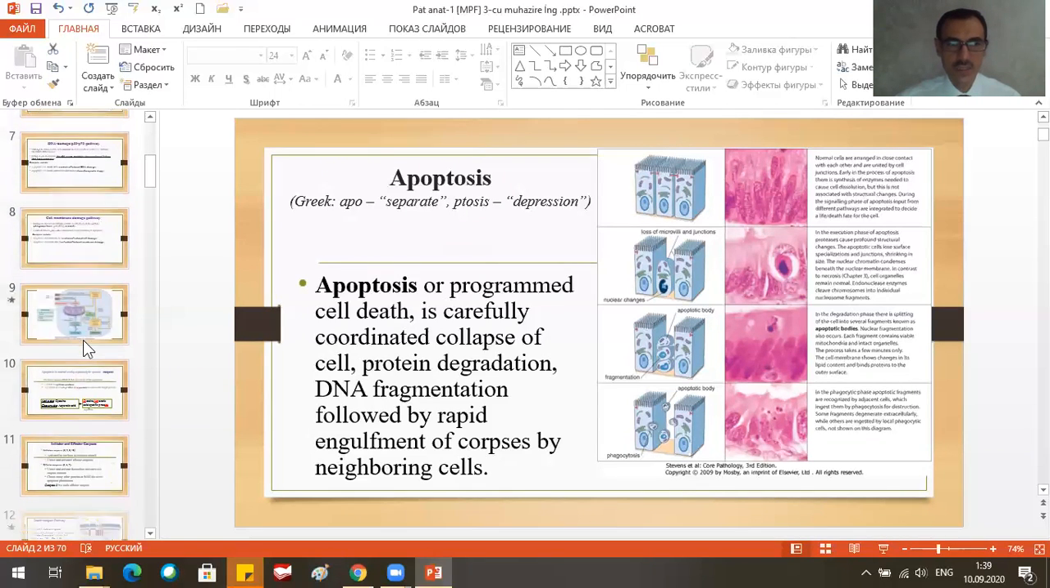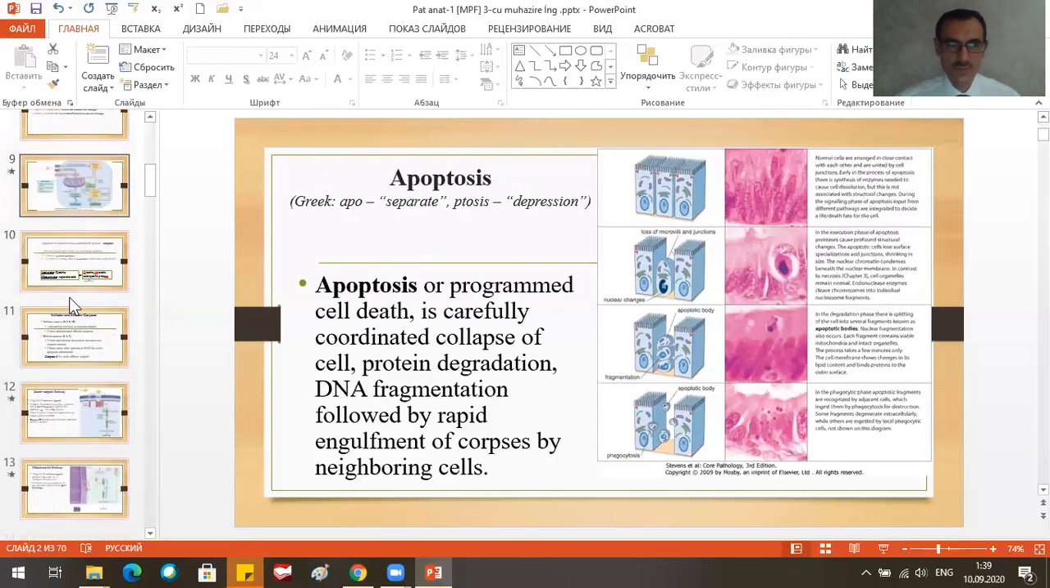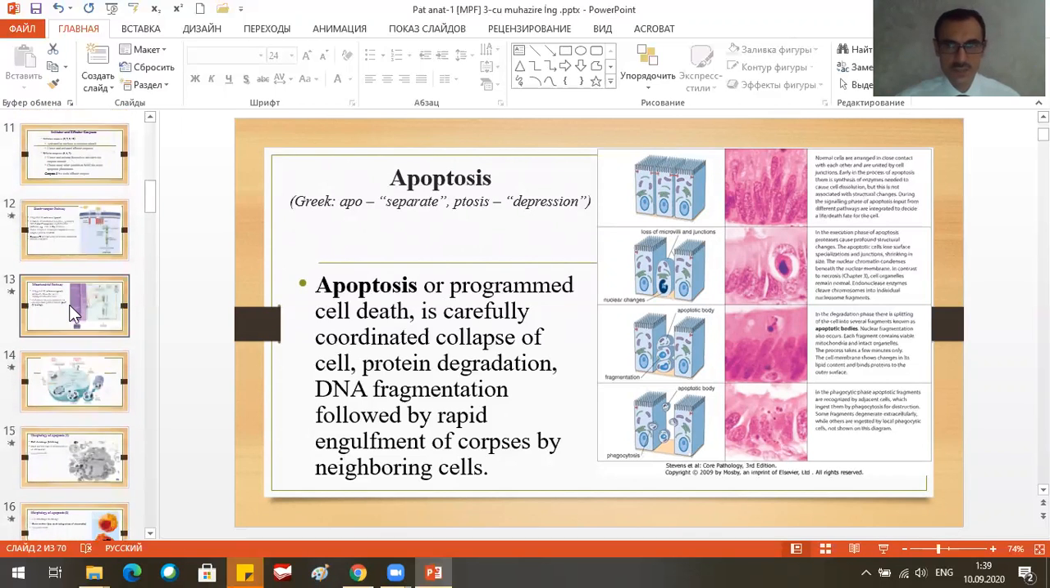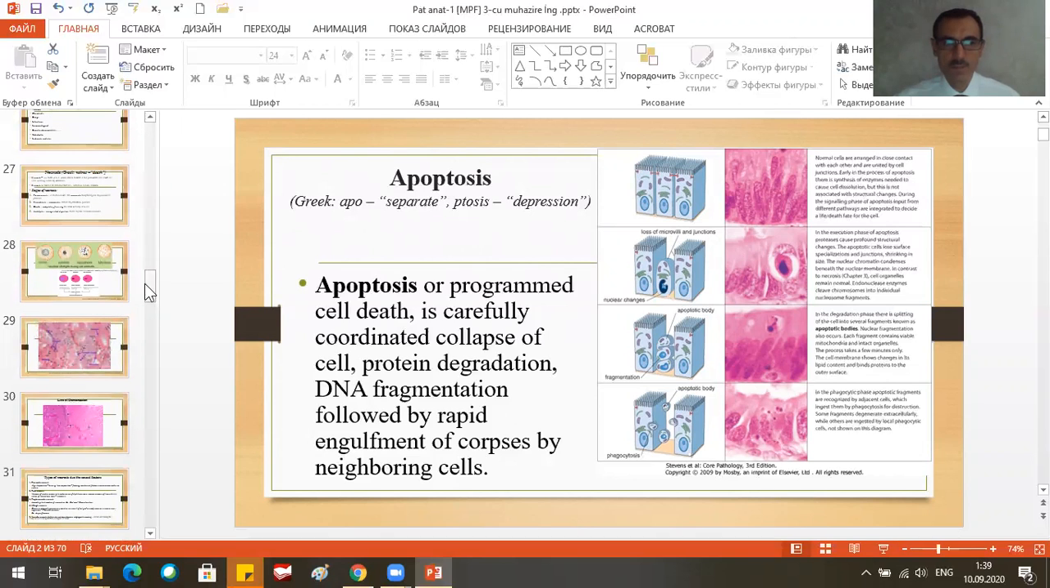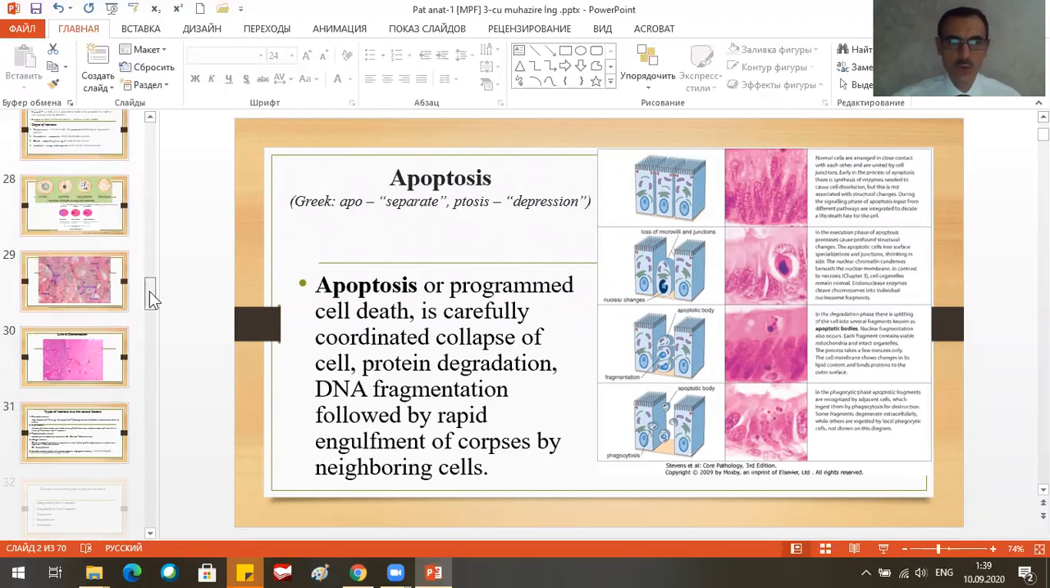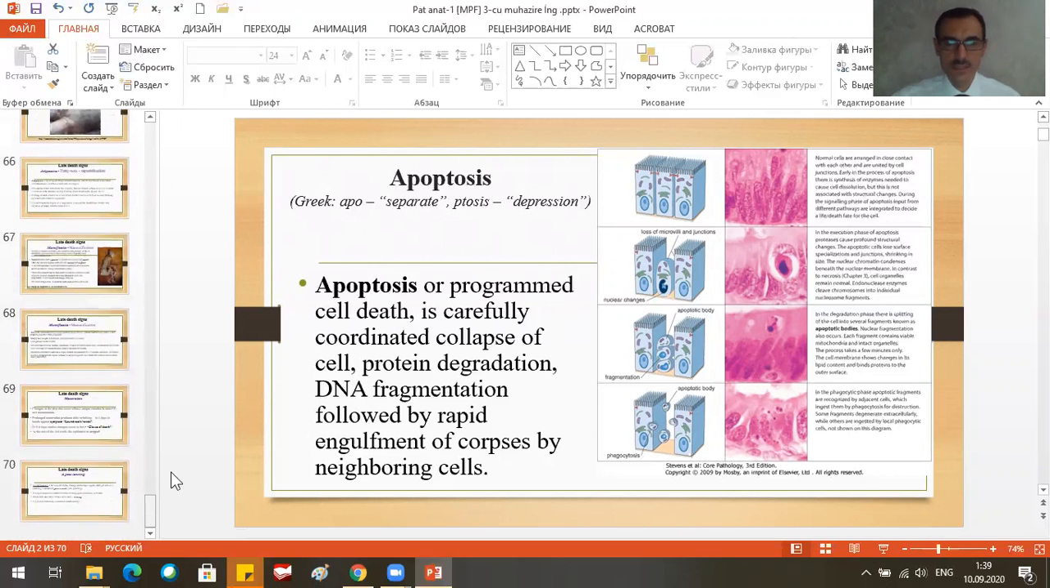We discussed the types of the necrosis, the clinical morphological types, the causal types. Then we discussed human death and the post-mortem science.